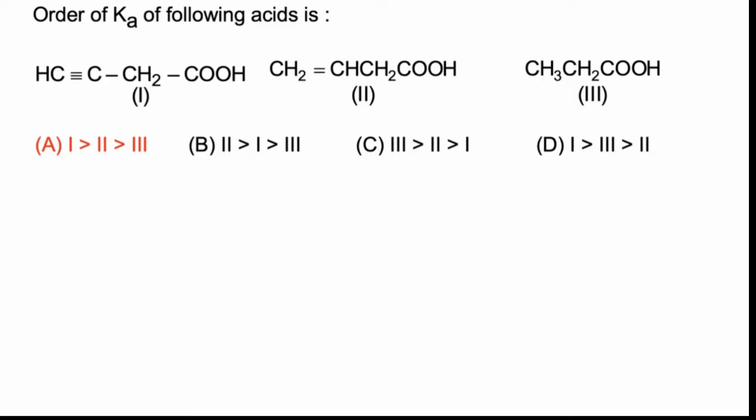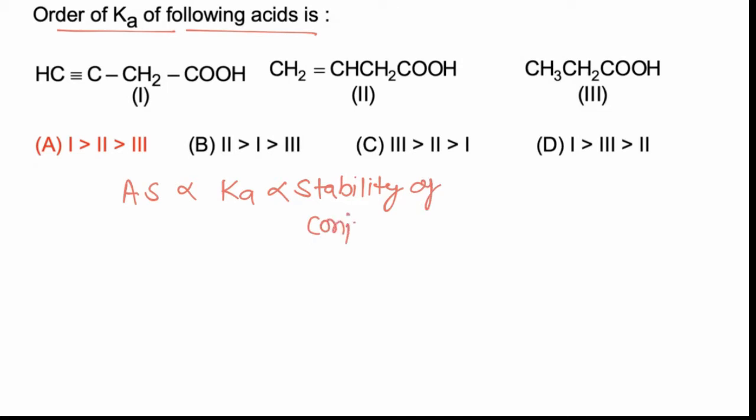In this question, we have to find the correct order of Ka value of the following acids. Now, Ka value of an acid depends on acidic strength. With increasing acidic strength, Ka value of the acid increases. Now, acidic strength depends on the stability of the conjugate base. With increasing stability of the conjugate base, acidic strength also increases.